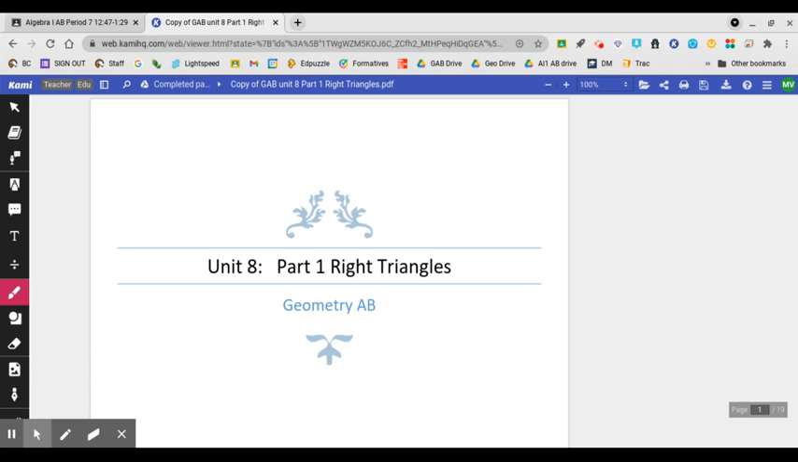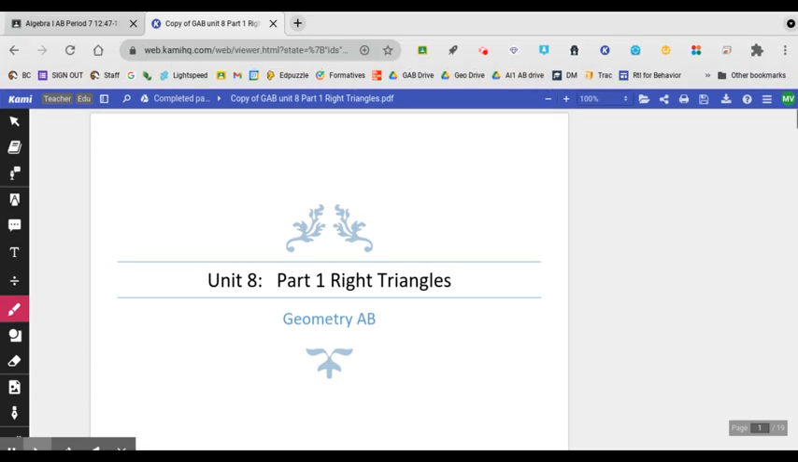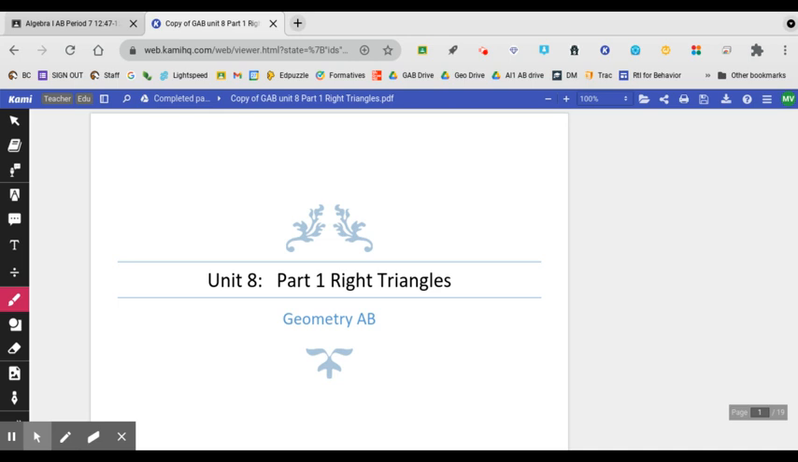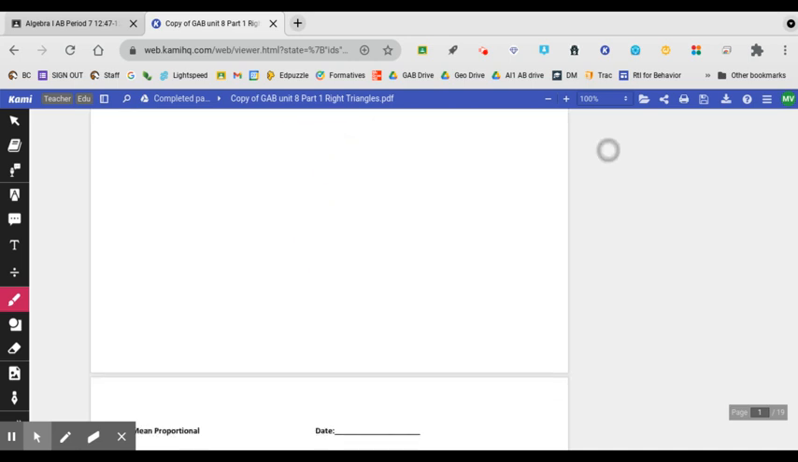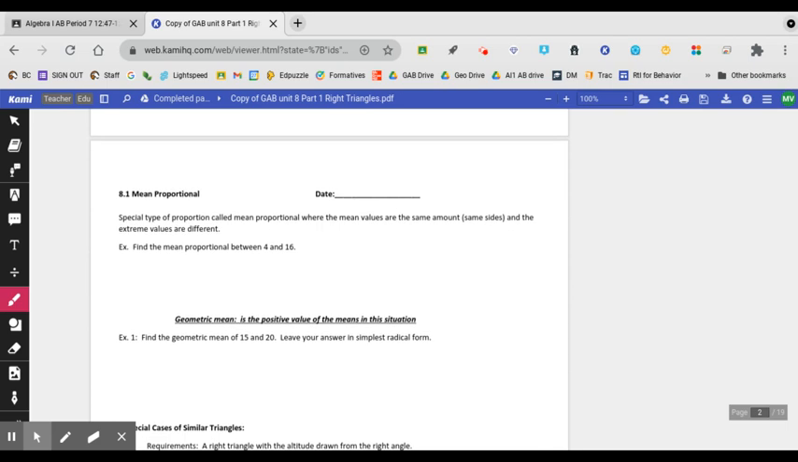We're talking about special and unique aspects of specific right triangles. The first thing we need to do is define this idea of mean proportional. If you recall in our last unit on similarity, in our proportion A over B equals C over D, we said B and C were the means. Now we're going to talk about a mean proportional, a specific type of proportion where the mean values are the same amount, and the extreme values are different.